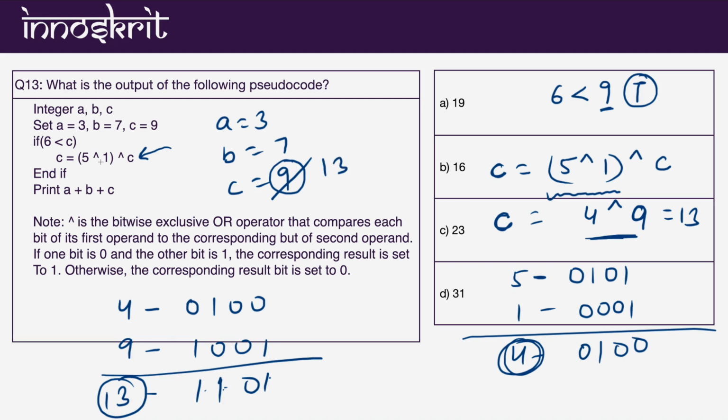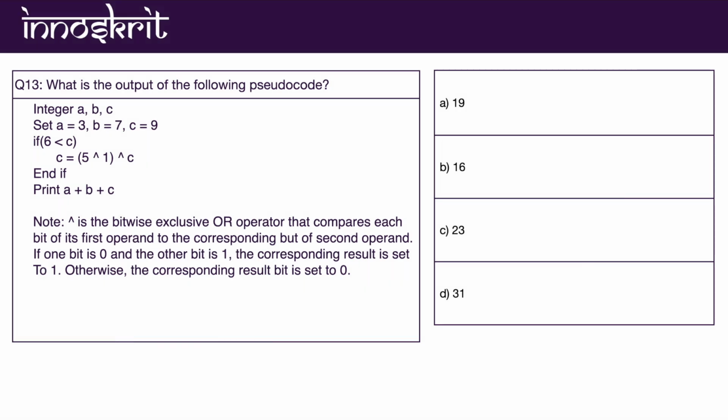So in this if condition, C has changed from 9 to 13. And at the last you have to return the sum of these three. So 7 plus 3 will be 10, and then 10 plus 13 will be 23. So the answer to this question is going to be 23. I hope this makes sense.